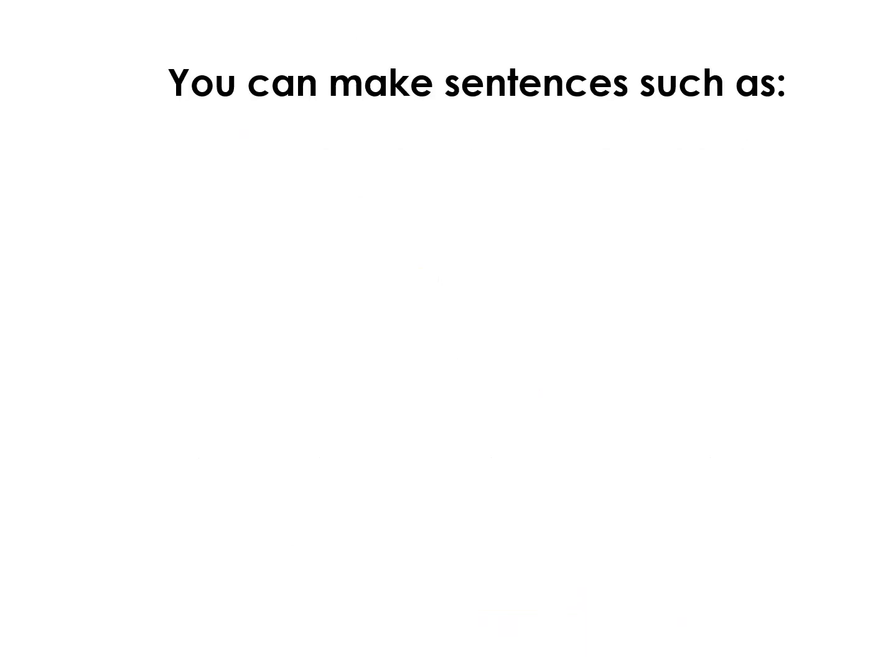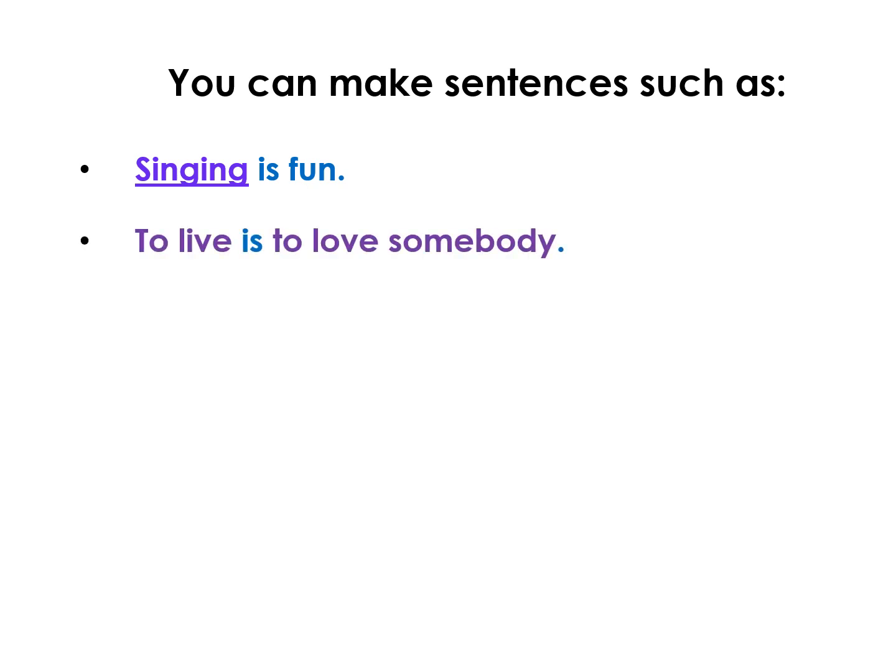Using KOTO and no, you can now make complex Japanese sentences out of the following. Singing is fun. Singing is grammatically a noun here and has to be nominalized. To live is to love somebody. Both to live and to love somebody have to be nominalized. I'll indicate the nominalized subordinate clauses in the next examples in lavender.